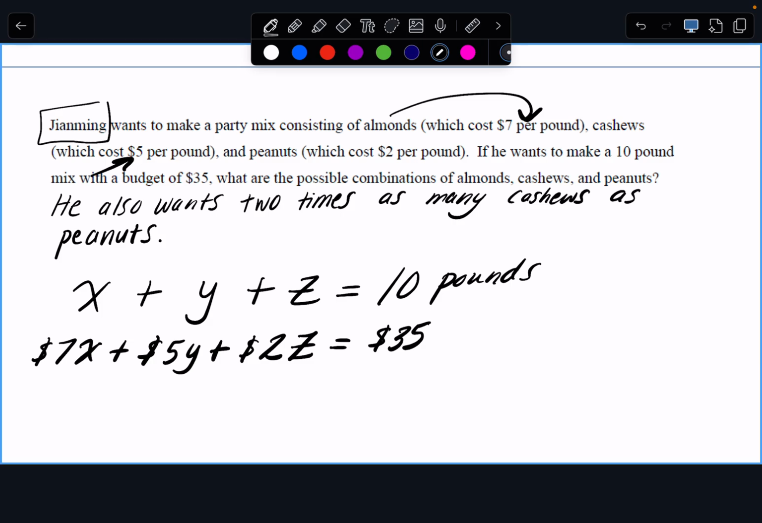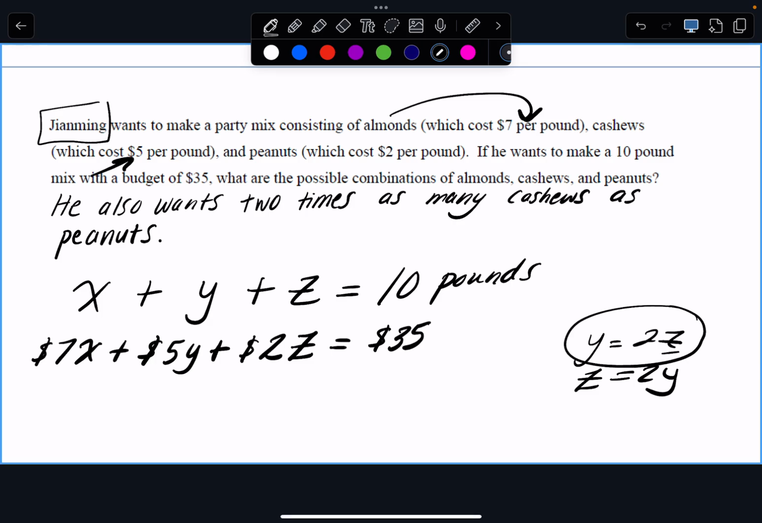Now, the third statement is missing. You can't solve a system of equations with three variables unless there's 3 statements. So he also wants 2 times as many cashews as peanuts. You pretend that was in there. It wasn't solvable otherwise. 2 times as many cashews. What was cashews? Cashews is Y. So is it Y equals 2Z or is it Z equals 2Y? Because he wants twice as many cashews as peanuts, and these are the peanuts, right? So Y equals 2Z.